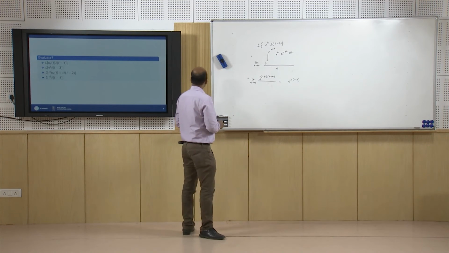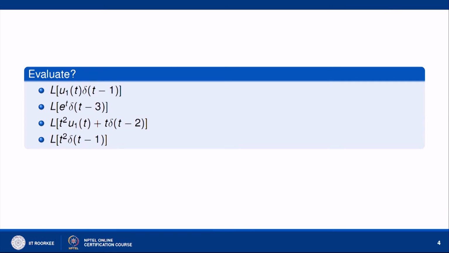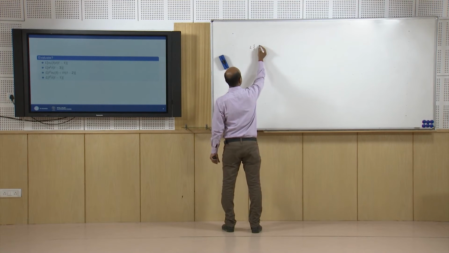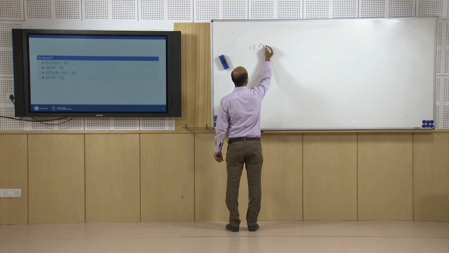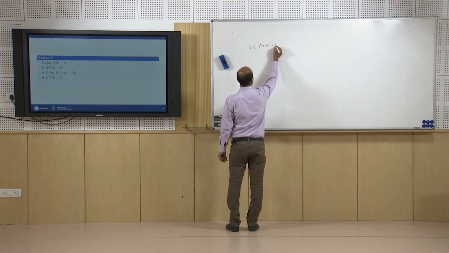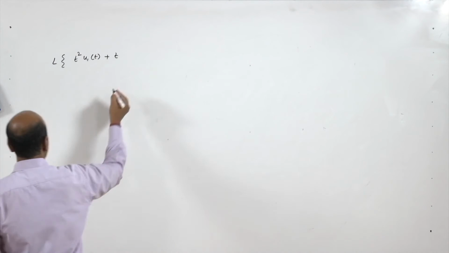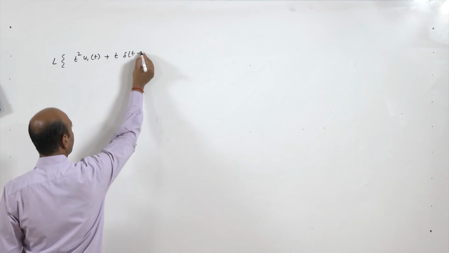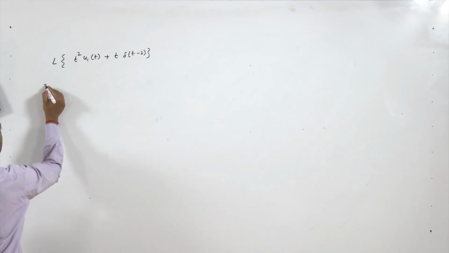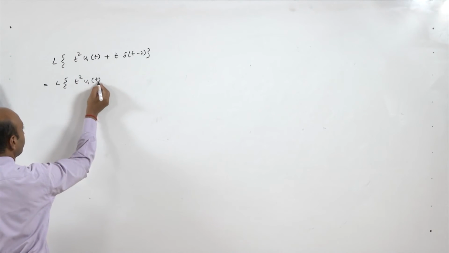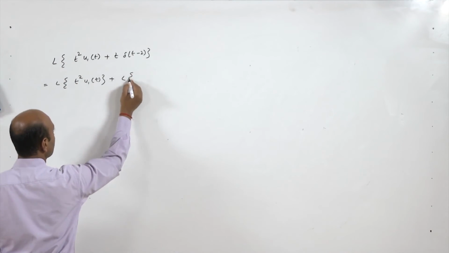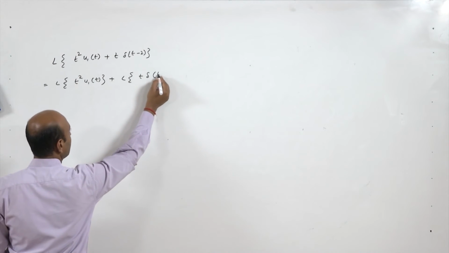Okay. Now, the next problem is the Laplace transform of t square into u1(t) plus t into Dirac delta at t equal to 2. So, this is nothing but the Laplace transform of t square into u1(t) plus the Laplace transform of t into Dirac delta at t equal to 2.